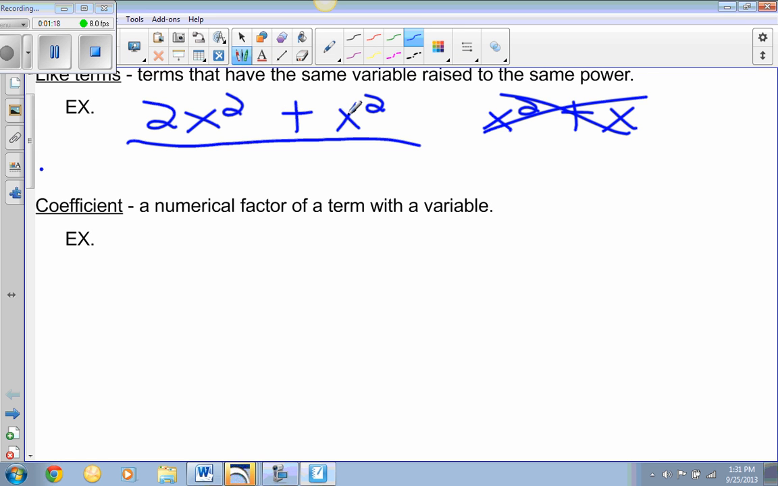So the next thing we need to talk about is what a coefficient is. That is a numerical factor of a term with a variable. So in the term 2x squared, the coefficient is the 2. It's the number that's being multiplied times the variable. Okay, it's the number in front of the variable. So if I had 3x, your coefficient would be 3.